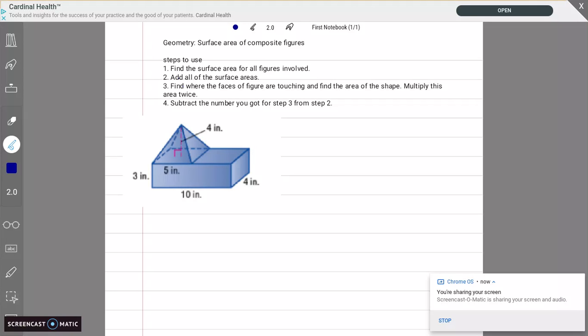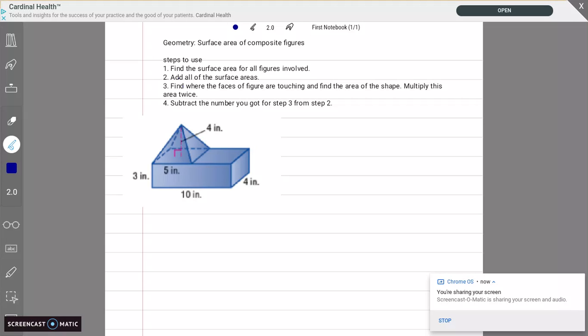Hey guys, welcome back. Today we're going to be talking about surface area of composite figures. So I have this shape right in front of me and a couple of steps of how to find the surface area for it. These are composite figures, they are 3D.